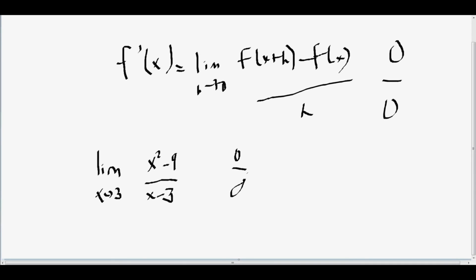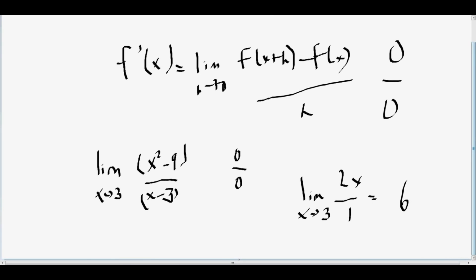So the way that L'Hopital's rule works for this is, like I said before, take the derivative of the top over the derivative of the bottom. Don't take the derivative of the whole thing and use quotient rule. That's not right. Just take the top separately and the bottom separately. So derivative of the top is 2x. Derivative of the bottom is 1. And so the limit as x approaches 3, now we could just plug in, get 6.